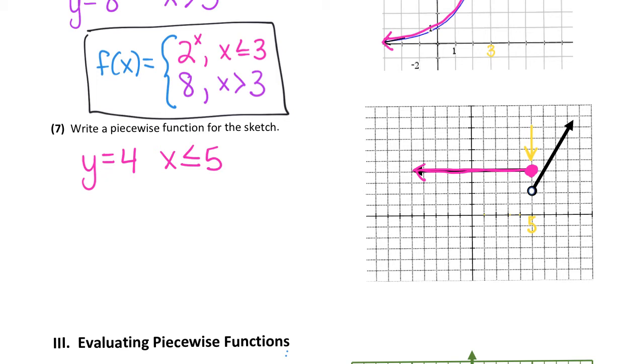Let's look at our next piece here. So we have an open circle, so we're not including 5 in our domain, but we do have an arrow, so it goes on and on forever. So I'm going to pick 2 points here. Let me zoom in.